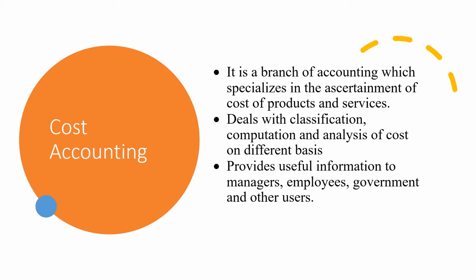So it tells us how the cost of a product is made up. For example, if you take a pen, cost accounting will help you to know how the cost of this pen is made up. So what all are the parts of cost due to which the pen is made up. So cost accounting also deals with classification, computation and analysis of cost on different bases. So it will tell us the different types of cost. It will tell us how to analyze each part of the cost according to different bases.